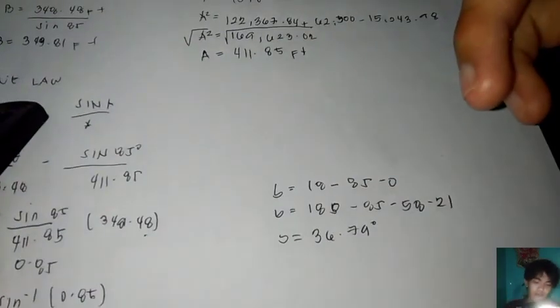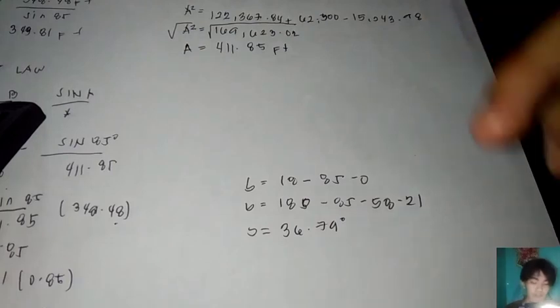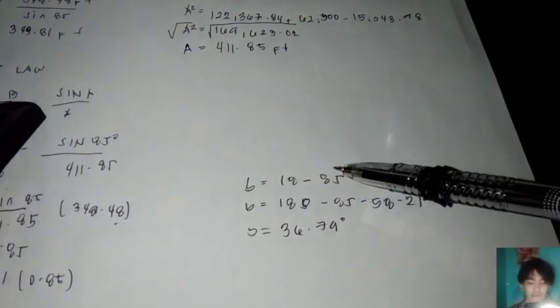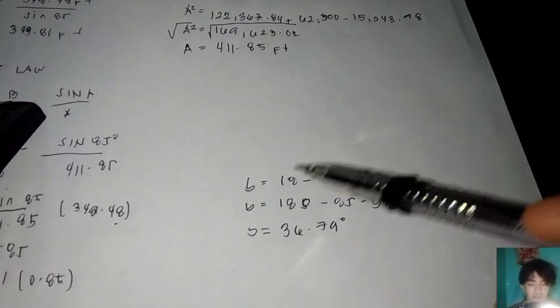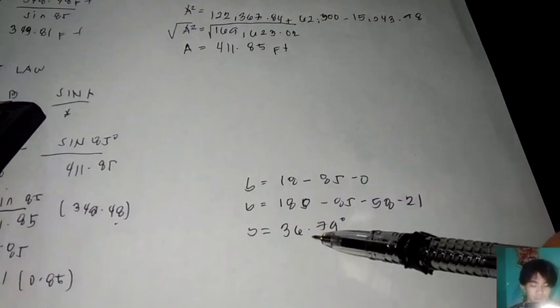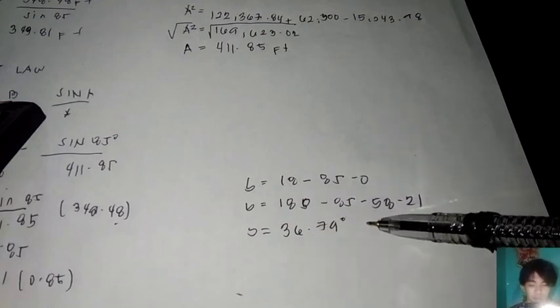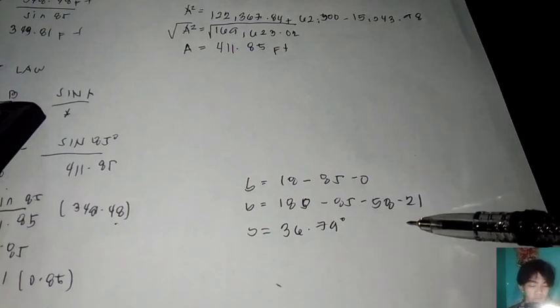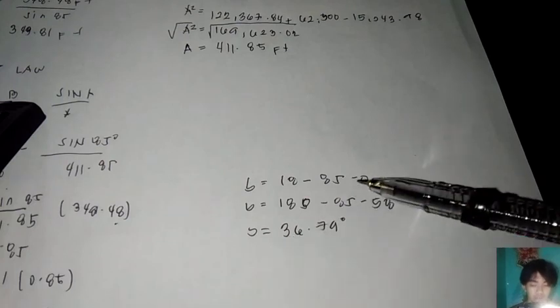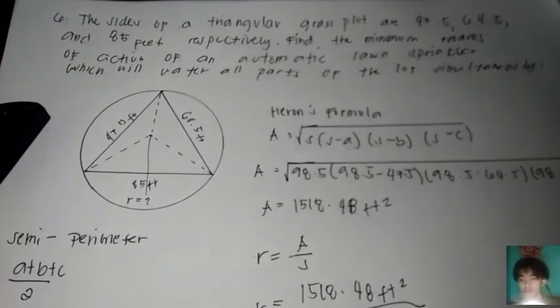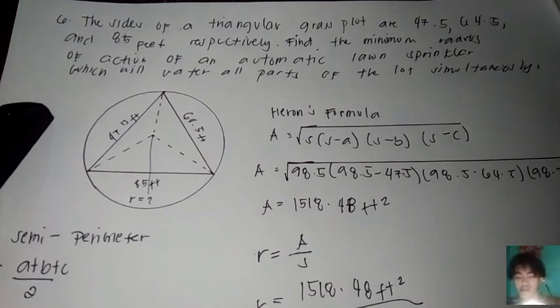Let's solve for b. So b is equal to 180 minus 85 minus theta. So b is equal to 180 minus 85 minus 58.21. So our b is equal to 36.79. Number 6, we have the sides of a triangular lot that are 47.5, 64.5, and 85 feet respectively.